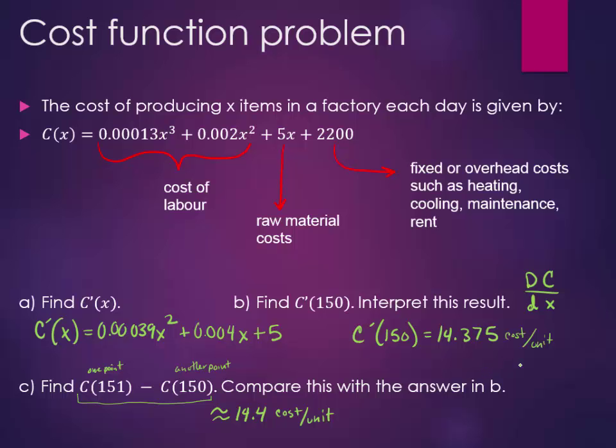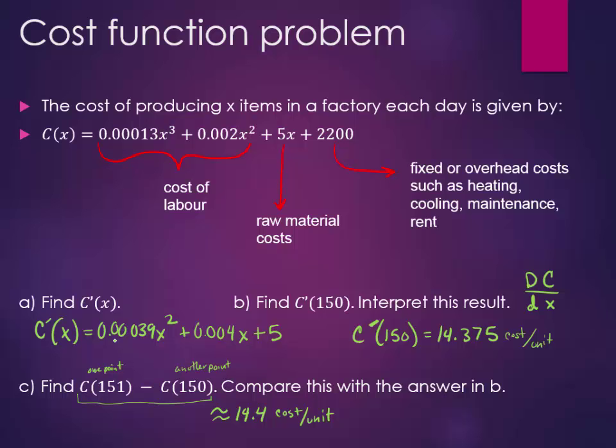Yes? So to find that, we would just have to plug in 151 for that equation. And then 150 for that same equation, and then subtract the answers. That's exactly right. What was the calculus way, and what was the non-calculus? Calculus way is using the derivative. Non-calculus is finding one point, finding another point that's one directly underneath it, and seeing how much it changed.